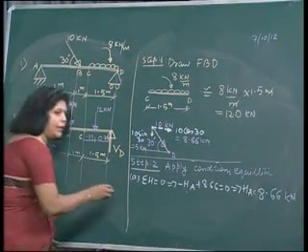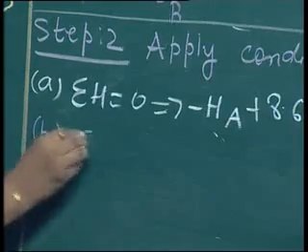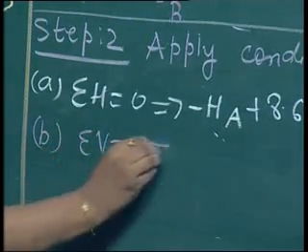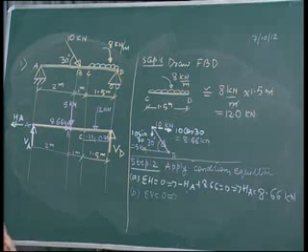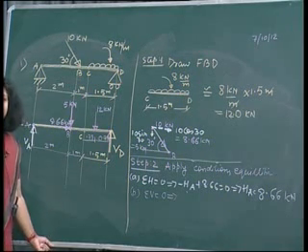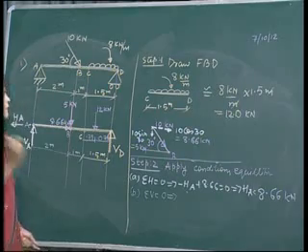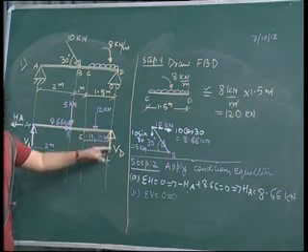Now we come to our second condition. What is our second condition? The second condition is sigma V equal to 0. What is our sign convention? If the force is moving in the upward direction, positive; if the force is moving in the downward direction, negative. So for sigma V equal to 0, we start with VA.